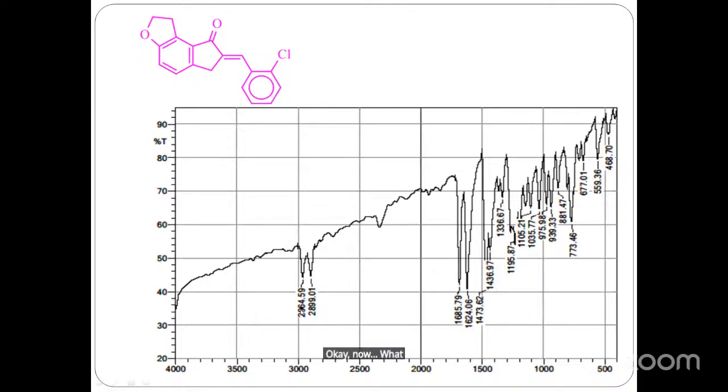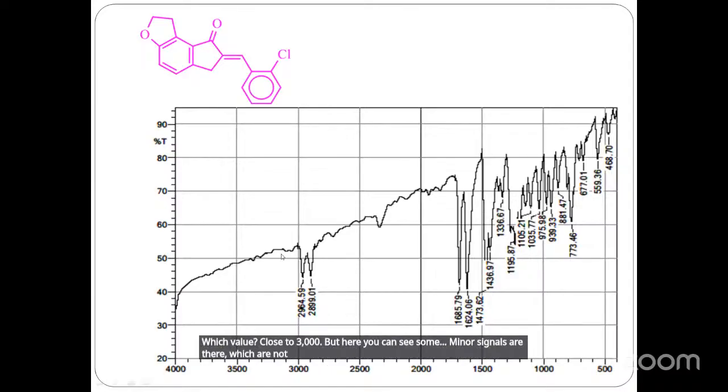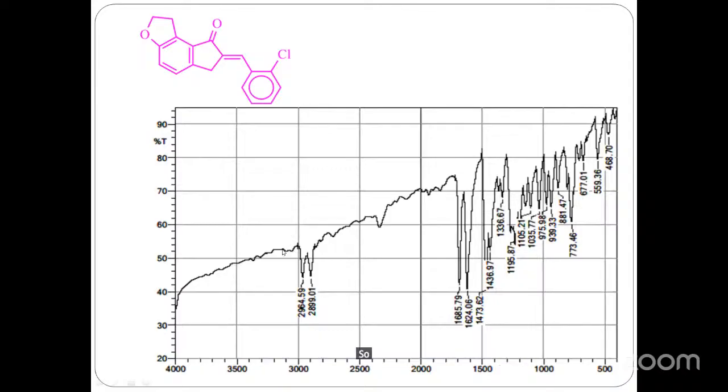Now, what I would like to show: this compound has CH of an aromatic ring also. And CH of aromatic rings, sp2 CH, occurs at which value? Close to 3000. But here you can see some minor signals which are not labeled by the analyzer. So labeling of each and every important peak is very important. And the person who is performing that analysis on the IR instrument is not aware of what kind of functional groups are there in your compound.